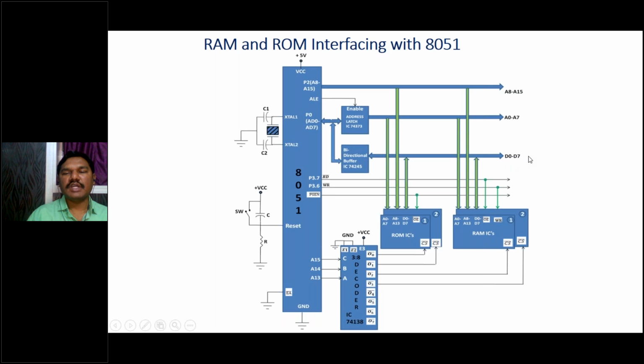D0 to D7 comes out as the output, and this line goes to both RAM memory and ROM memory. A0 to A7 is connected to both RAM memory and ROM memory. A8 to A15 is connected to both RAM memory and ROM memory. But here the read and write signals, P3.7 and P3.6, are connected only to RAM memory, because RAM is the main intermediate circuit connected between ROM or hard disk and the processor. That's why reading and writing is the responsibility of RAM memory. So this is what we call memory interfacing with 8051.